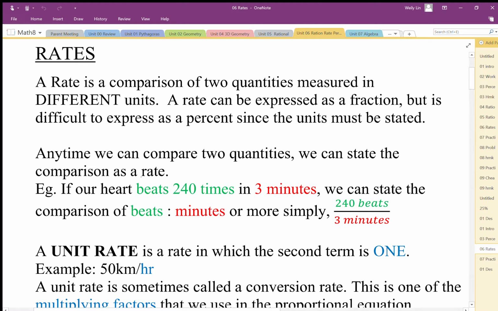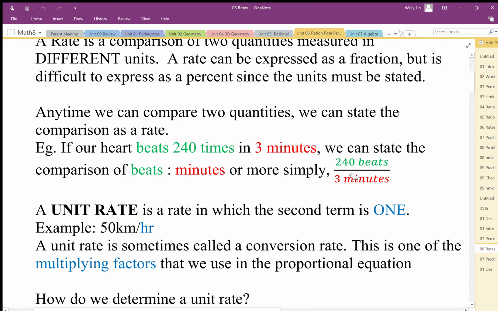So if our heart beats 240 times in 3 minutes, we can state this comparison as beats to minutes. We're comparing beats to minutes in a ratio. And since it's a ratio, we can more simply put it in a fraction form of 240 beats per 3 minutes. So this comparison of beats to minutes, this ratio of comparison of two different quantities, represents a rate of beats per minute.